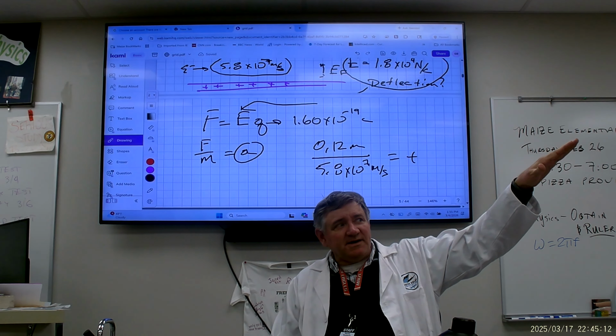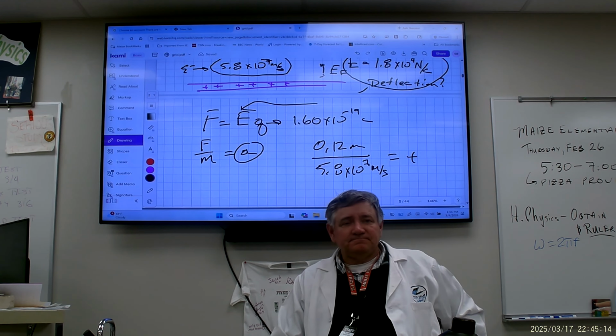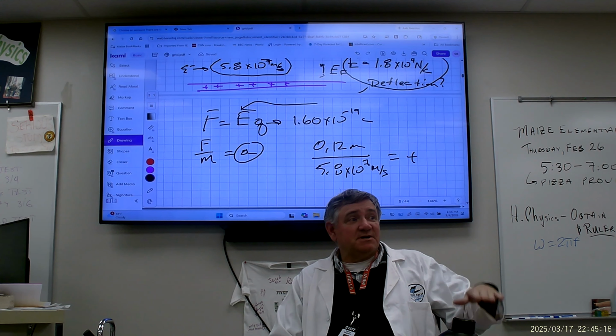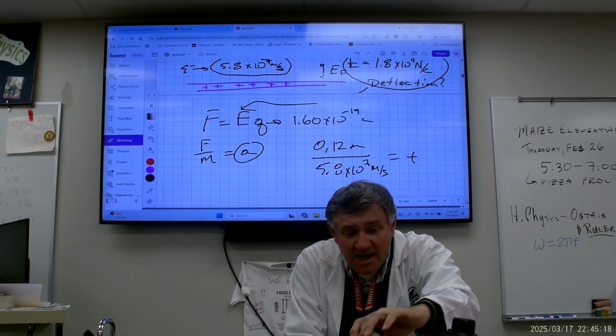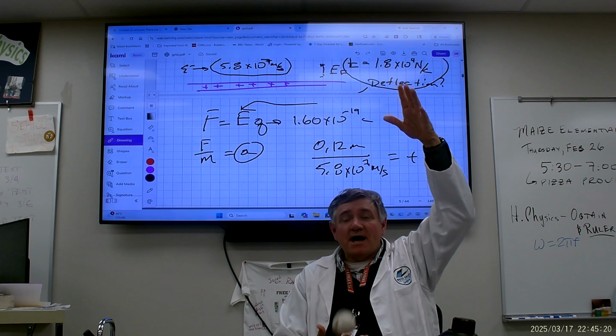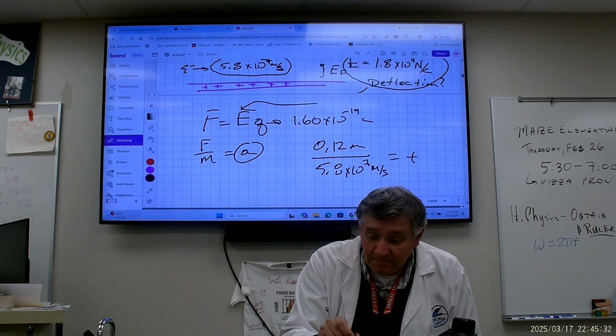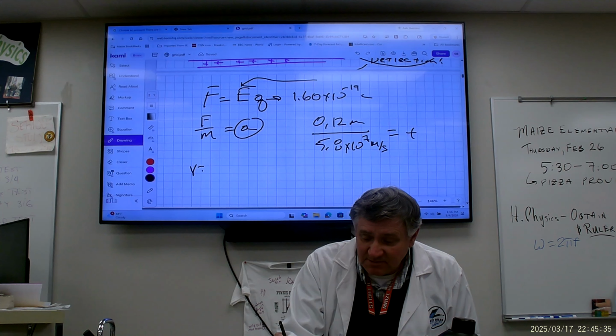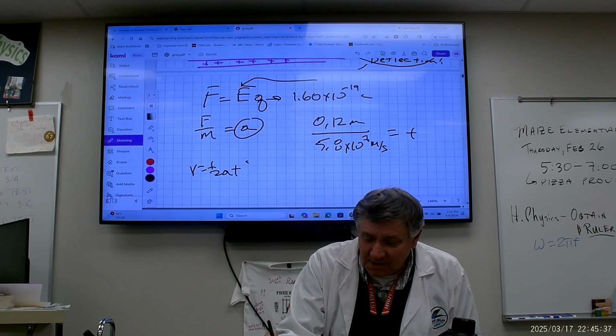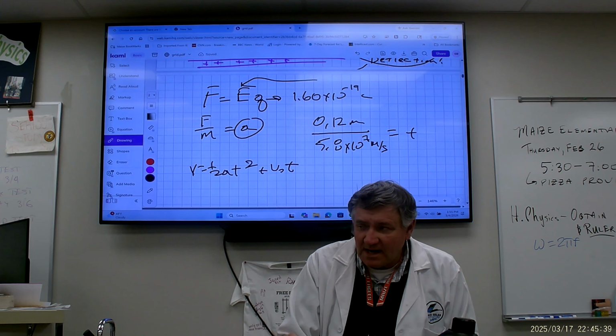So how are you going to find out the deflection? Which would be similar to me asking you, I dropped the baseball, how far does it fall? What are you going to use? Not that equation. X equals 1/2 A T squared plus V naught time.